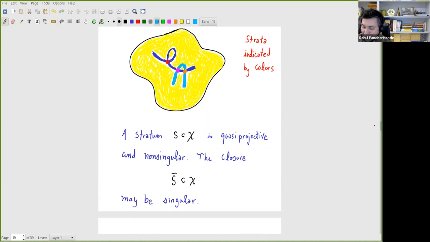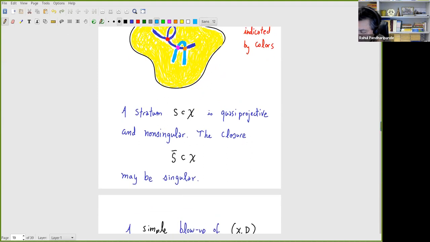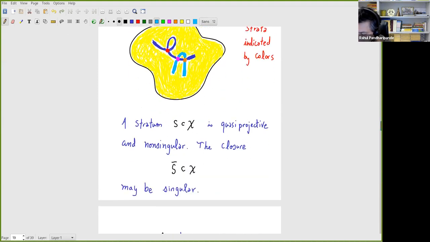And the closure may be singular. So if you take the blue, this quasi-projective blue one, that's a nice quasi-projective stratum. And if I take its closure, unfortunately it becomes singular. All right? What do you mean by quasi-projective here? Like if you're in the M stack, for example. Yeah, I don't know. If you're gonna worry about that, let's say you're not in the M stack. Okay, so the closure may be singular.